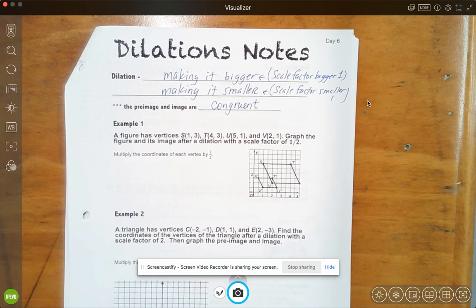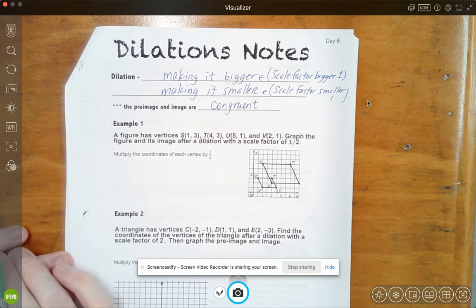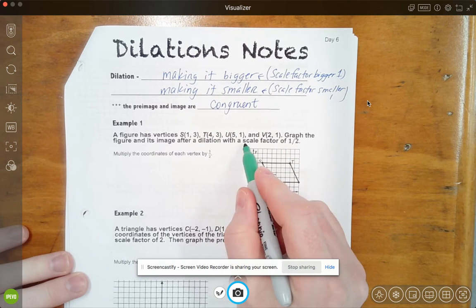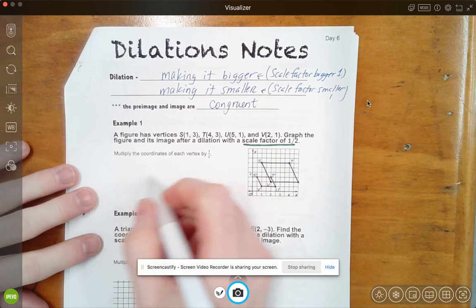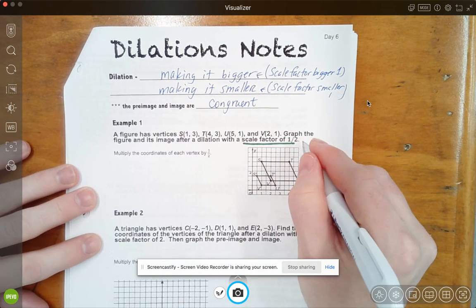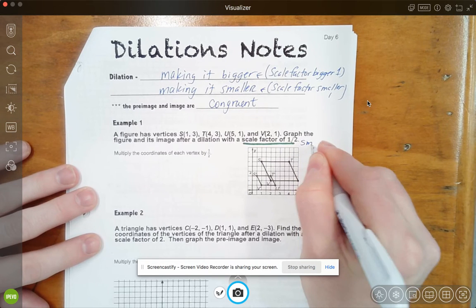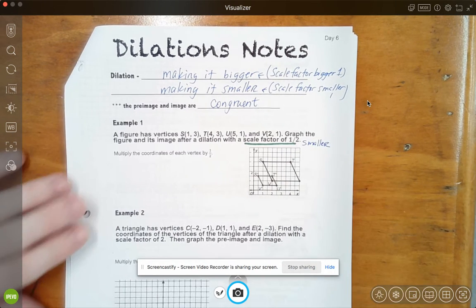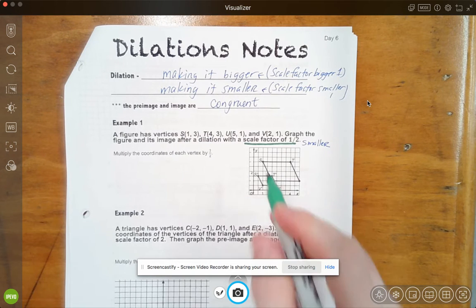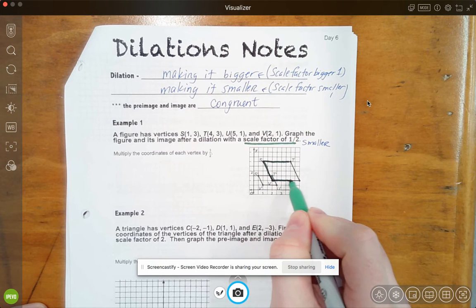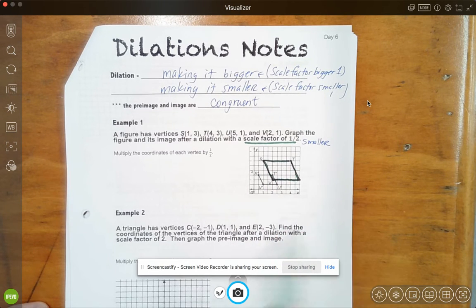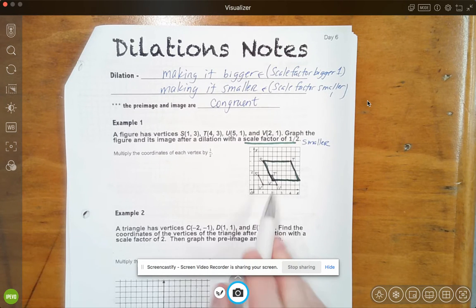Okay, so let's take a look at this one here. We have a couple of things to take a look at. It says right here that our scale factor is 1/2. So we know that it's going to get smaller, because 1/2 is smaller than 1. And you can see here's our original, I'm going to put here in the green. And then you see there's the second part, the copy. You can see how the copy shrunk.